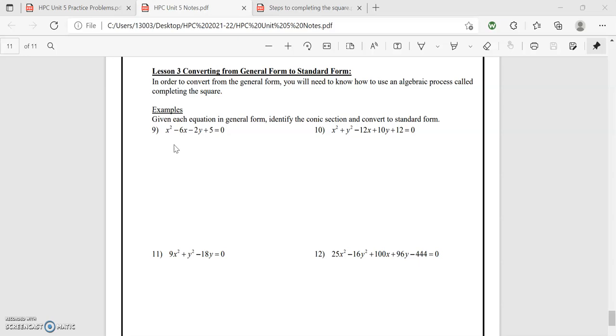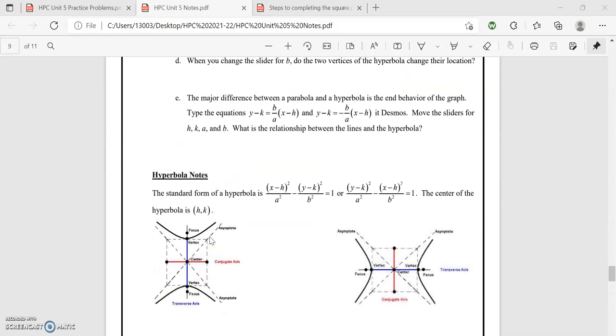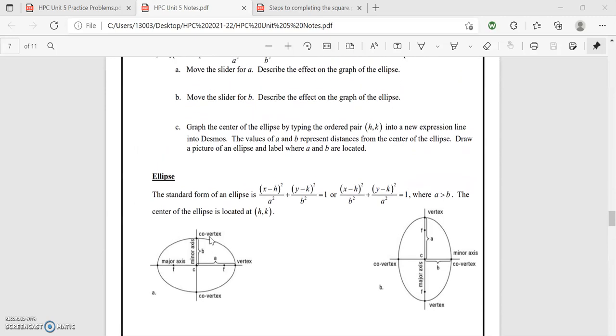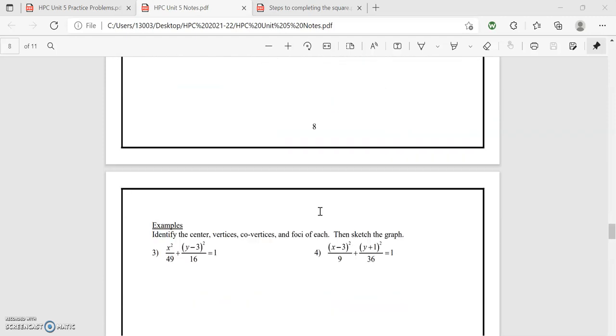However, now what we're going to be asked to do is convert from this general form into the standard form after identifying the conic section. The other form, the standard form, is what you've seen, for example, here. Here's a hyperbola in standard form. In fact, those are all hyperbolas. Here are your ellipses. It's the idea of, in parentheses, x minus h squared over a number, and y minus k squared over a number equal 1. Those are what we call the standard form.